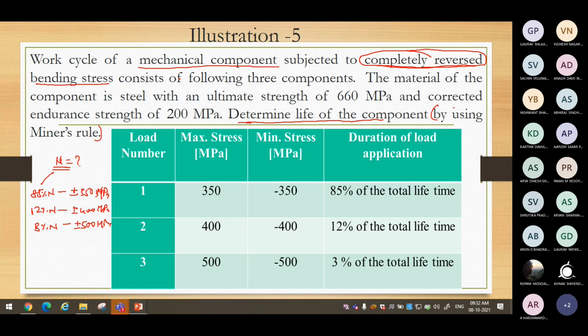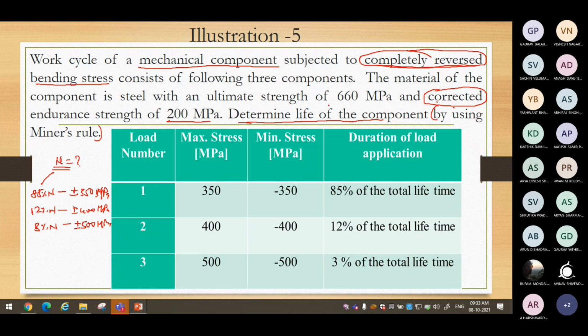Ultimate strength of the material is given as 660 MPa. Corrected endurance strength. You make a note of this particular word: corrected. Okay. Corrected endurance strength means we need not take any correction factors here. In our previous class, where we solved several problems, we took multiple correction factors: size factor, surface finish factor, load factor, reliability factor, temperature factor. These factors need not be taken here. It is already mentioned as corrected endurance strength, and that has been given to you. Your job has been simplified with this question.